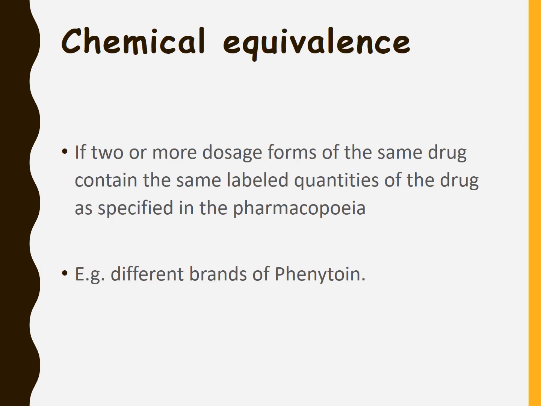Now chemical equivalence: if two or more dosage forms of the same drug contain the same labeled quantities of drug as specified in the pharmacopoeia, like different brands of phenytoin. Consider two companies X and Y producing the drug phenytoin. Phenytoin is the parent compound, so one is producing phenytoin A1, the other one is producing phenytoin A2. When we check the pharmacopoeia, both have the same chemical concentrations or the dosage forms contain the labeled quantities, so they are known as chemically equivalent or chemical equivalents.